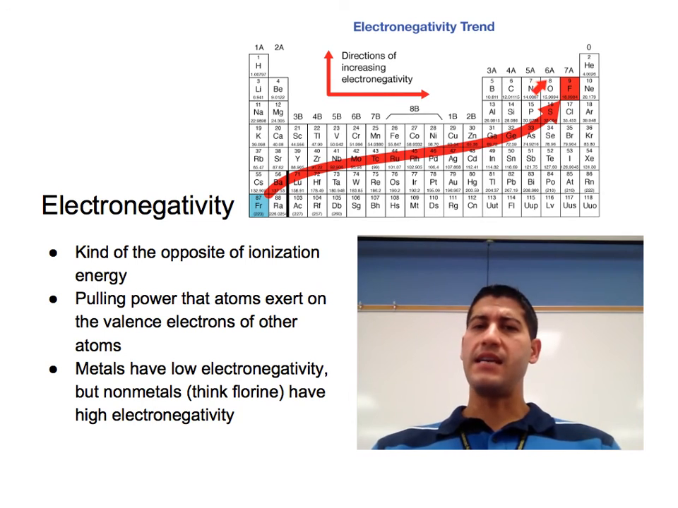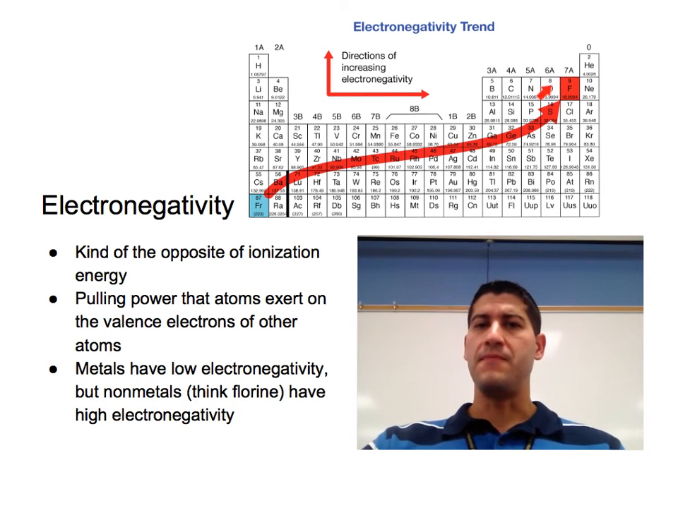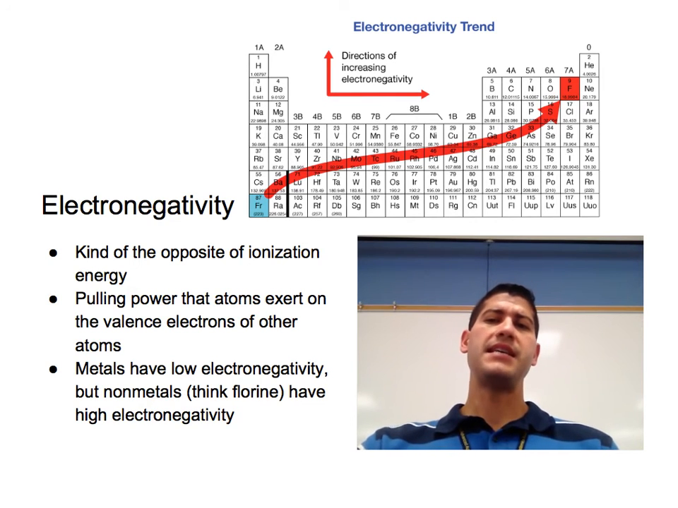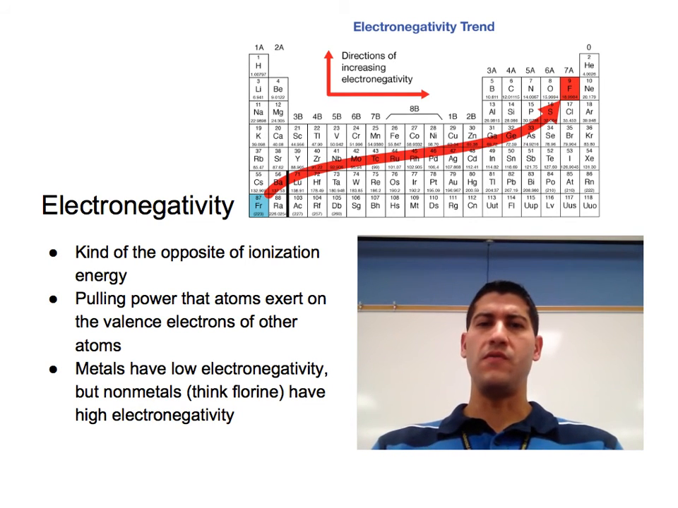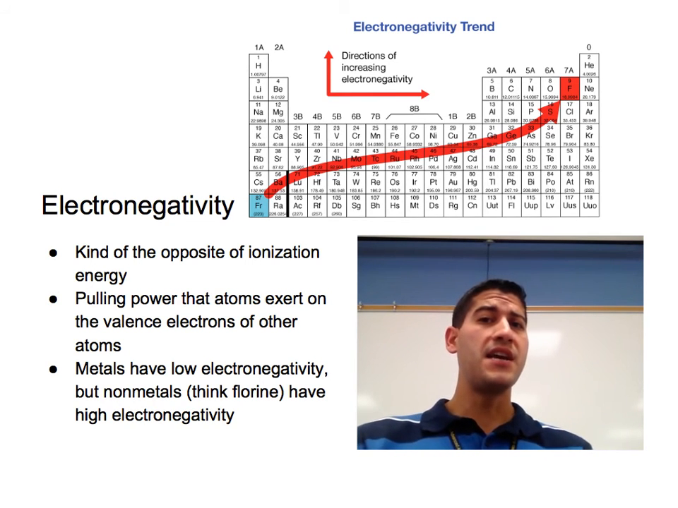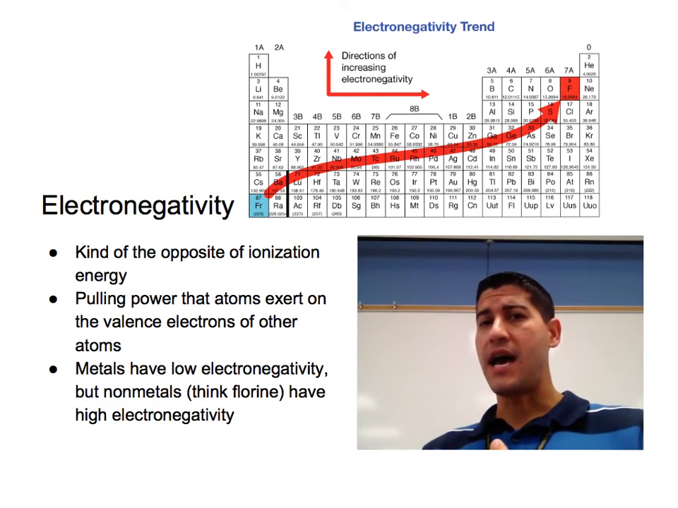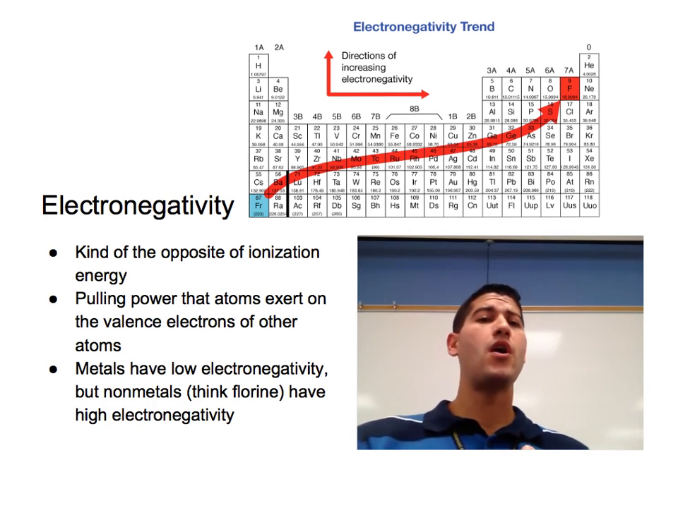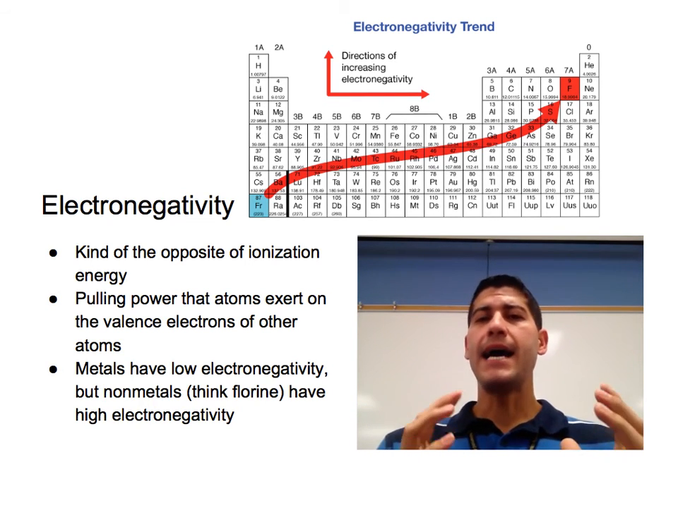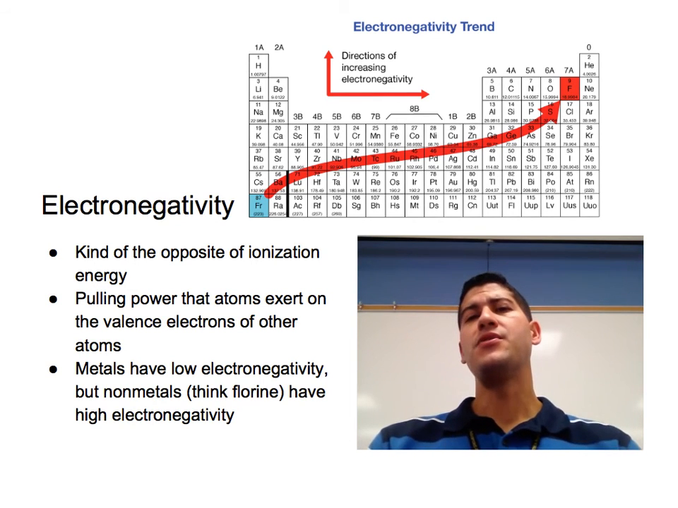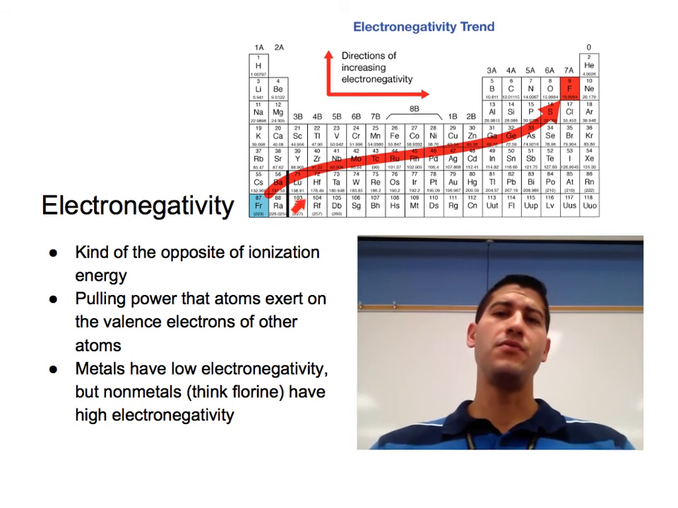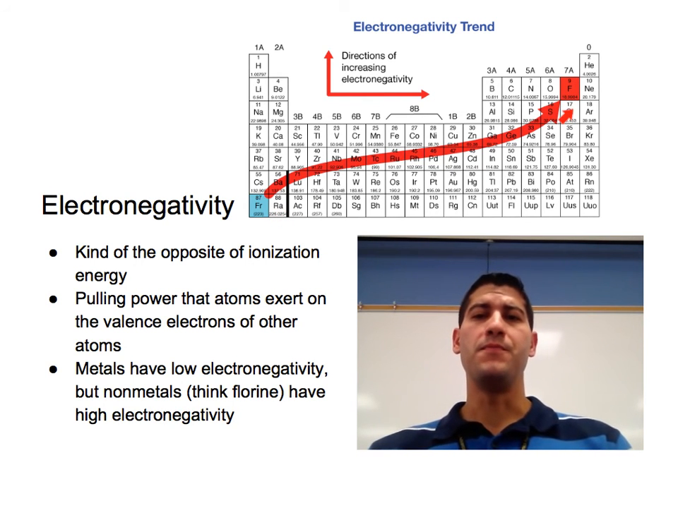Fluorine, on the other hand, has a high electronegativity and a high ionization energy. Its nucleus has a firm hold on its own valence electrons, and electronegativity says it would happily pull other atoms' valence electrons into its own outer shell to satisfy the octet rule. Like ionization energy, electronegativity increases as you move up and to the right on the periodic table.